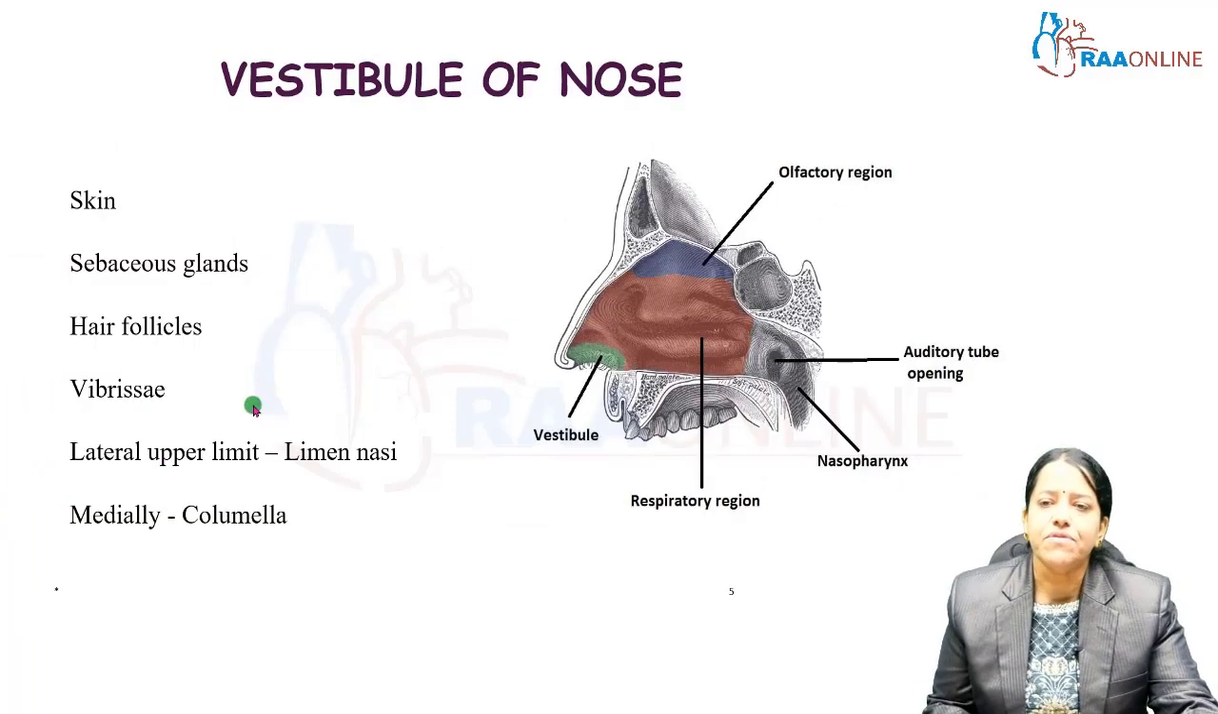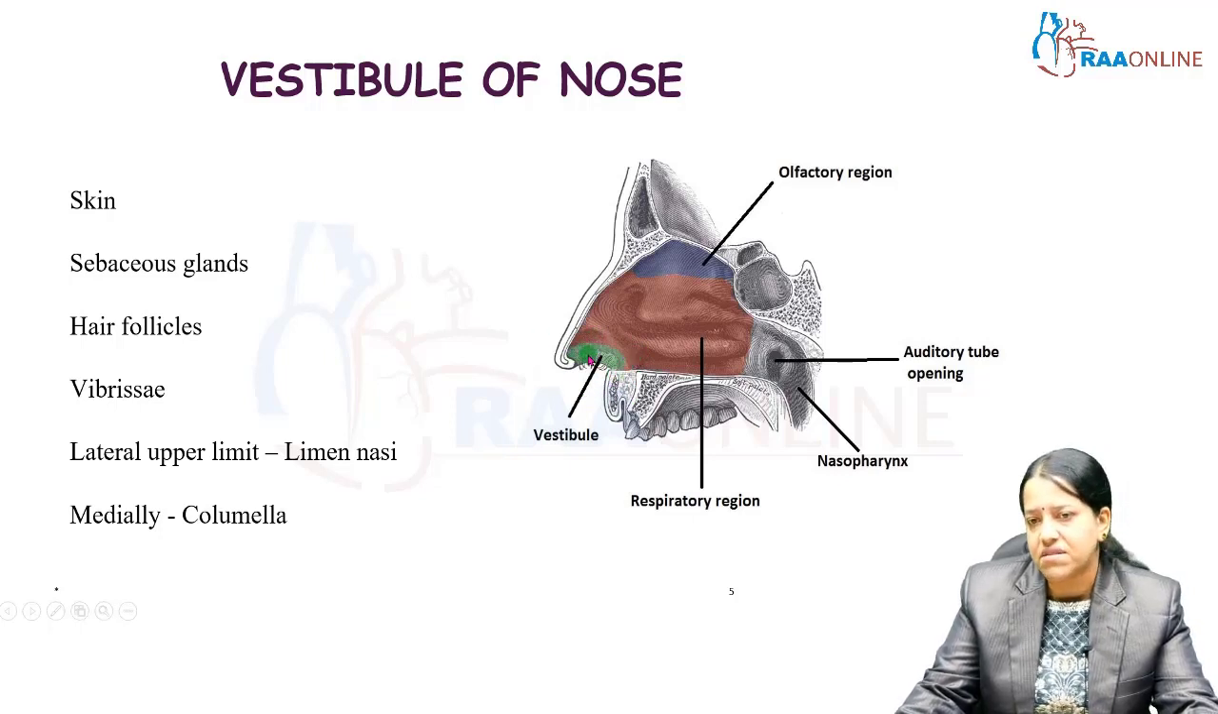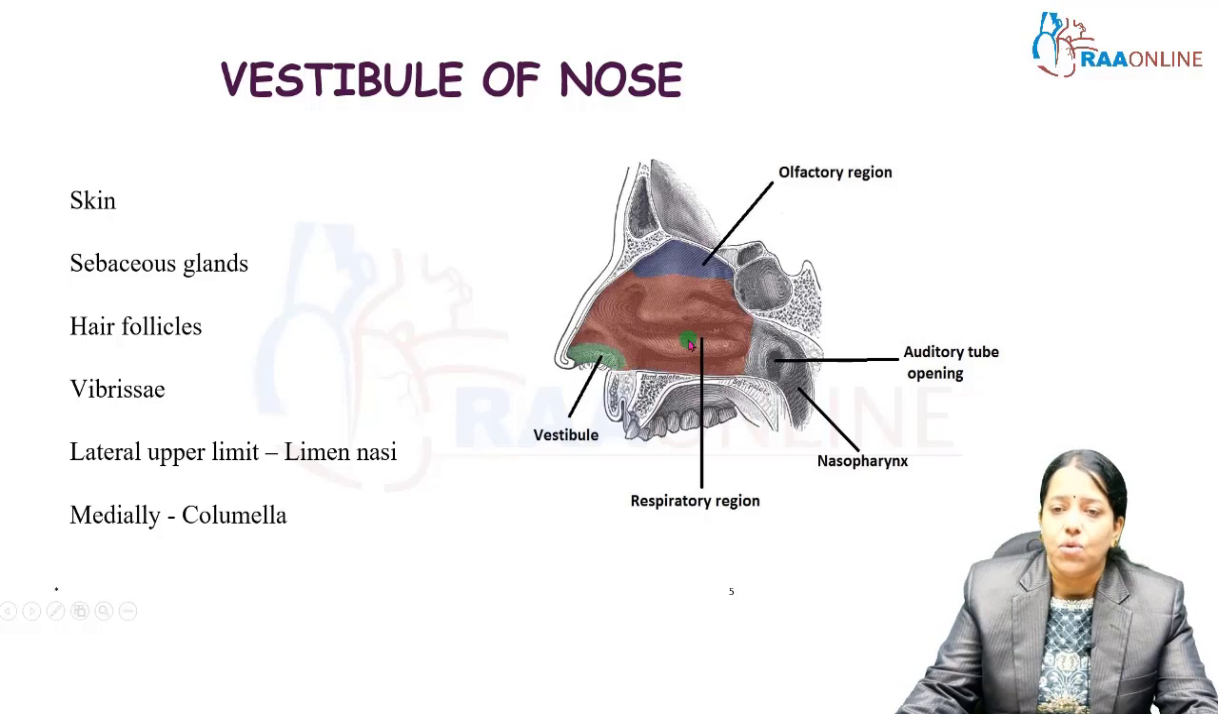Coming to the vestibule of the nose, the anterior part has hairs, and it is lined by the inner aspect of the ala of the nose. It has skin, sebaceous glands, hair follicles and vibrissae, and a lateral upper limit which is called the limen nasi. Medially it is actually the most anterior part of the septum, a fold of skin in the center, just above the philtrum, which is the columella.